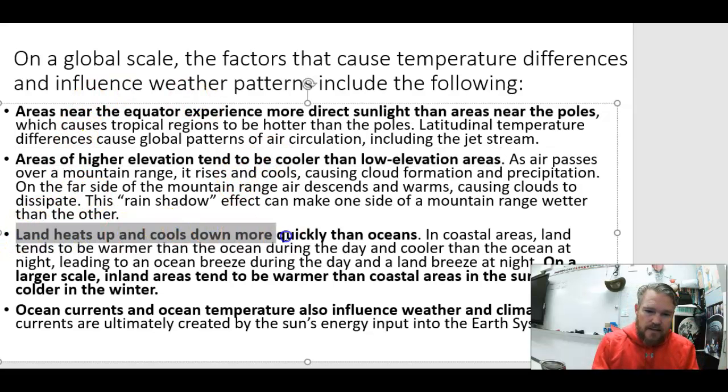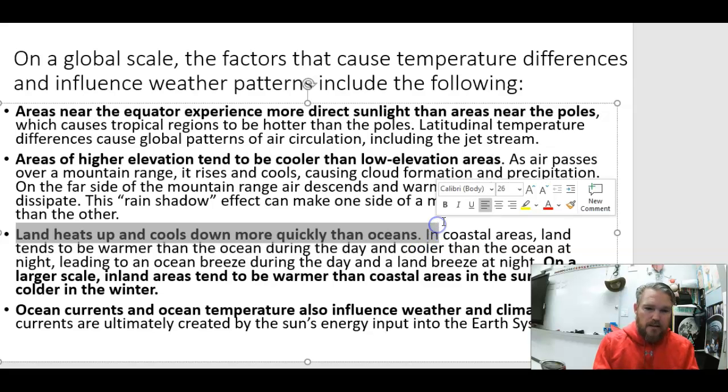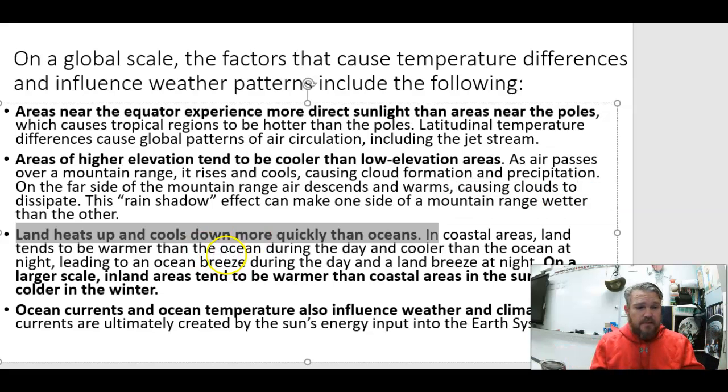And then this next point, land heats up more quickly and cools down more quickly than the oceans. We already talked about this in specific heat. Remember, water has a high specific heat compared to land, so water will heat up much slower. It takes in a lot of the sun's energy and then doesn't change temperature. The land will take in the sun's energy and then change temperature quickly. So what that causes is air over water will be cooler than air over land. And so that's going to create some interesting things that we'll talk about when we talk about wind formation.